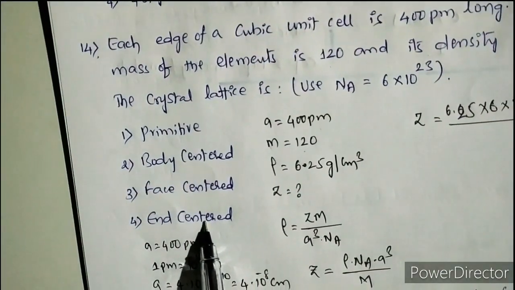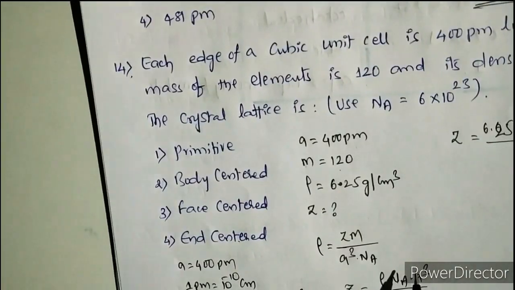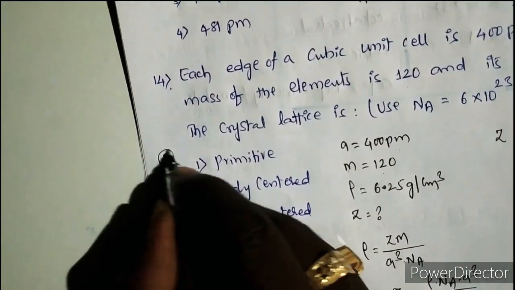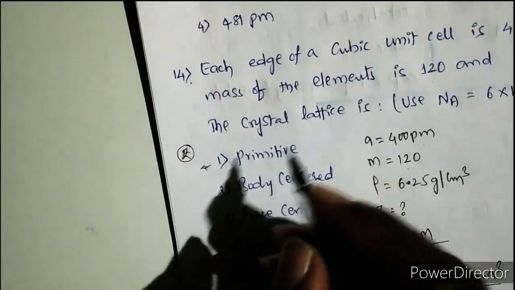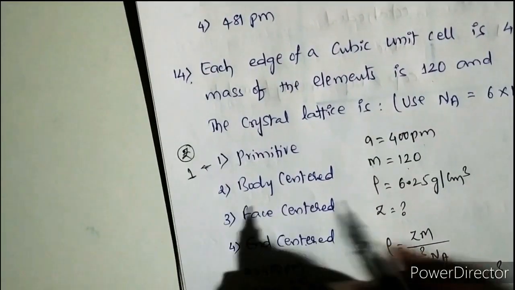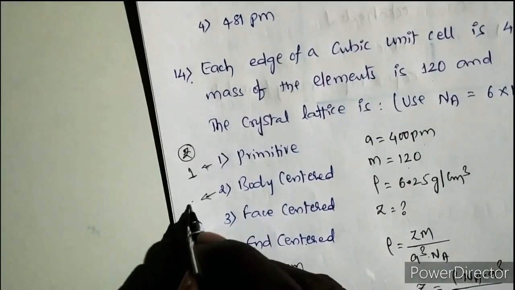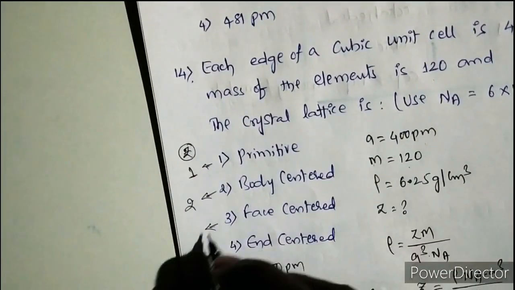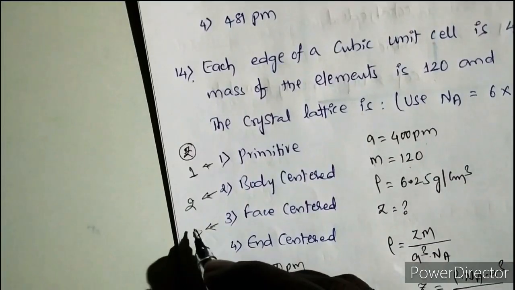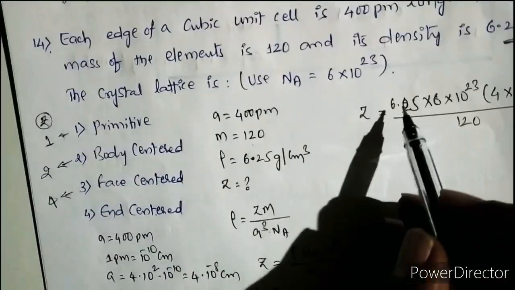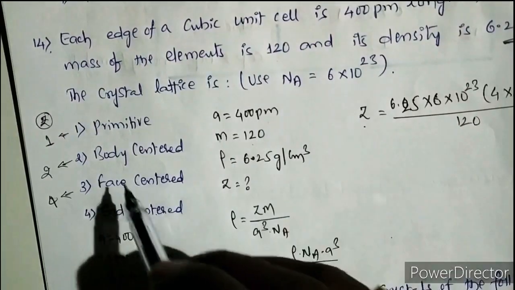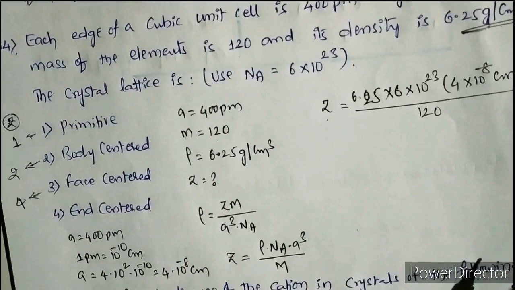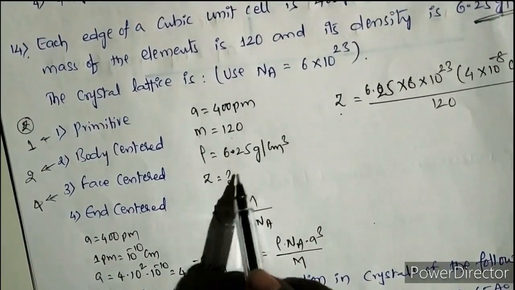This concept is basically on unit cell content. According to unit cell content Z, how many atoms are present in a primitive cell? It is only one atom. Body center means you get Z value as 2. Face centered means Z value as 4. Like this you have to get these answers. So you have to find the Z value. Based on the Z value you can find which unit cell or which crystal system it is. So what are the parameters given?